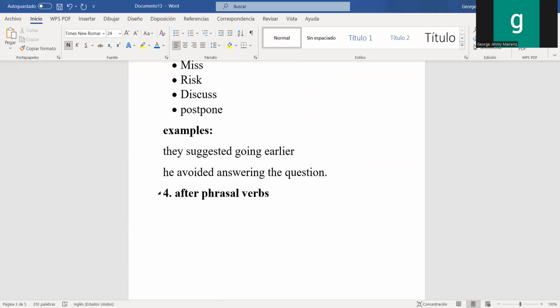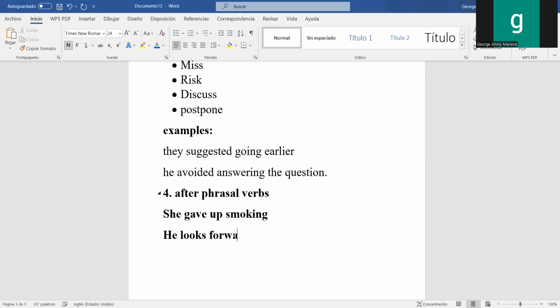Okay. Let's see some verbs. We can say she gave up smoking. You see? So what is the phrasal verb in that sentence? Gave up. But if you analyze grammatically, up corresponds to a preposition. So the verb smoke must be written with the ing form.